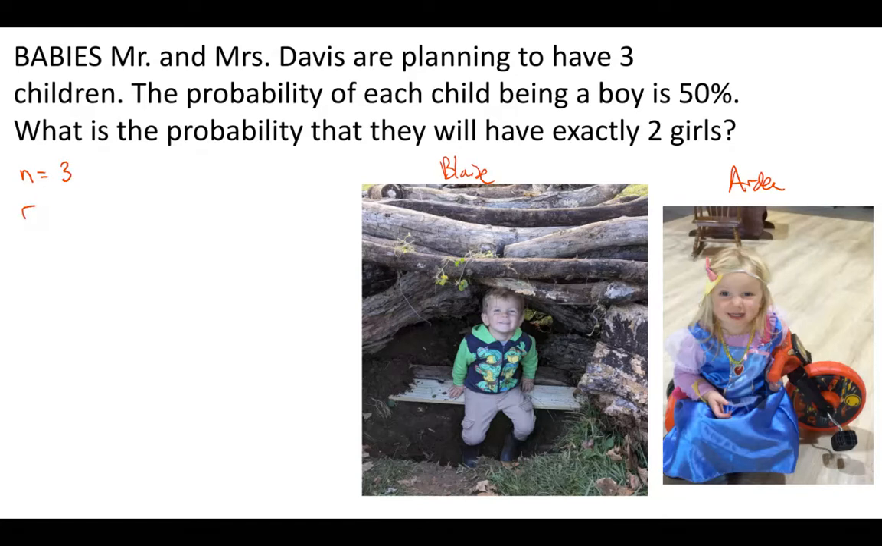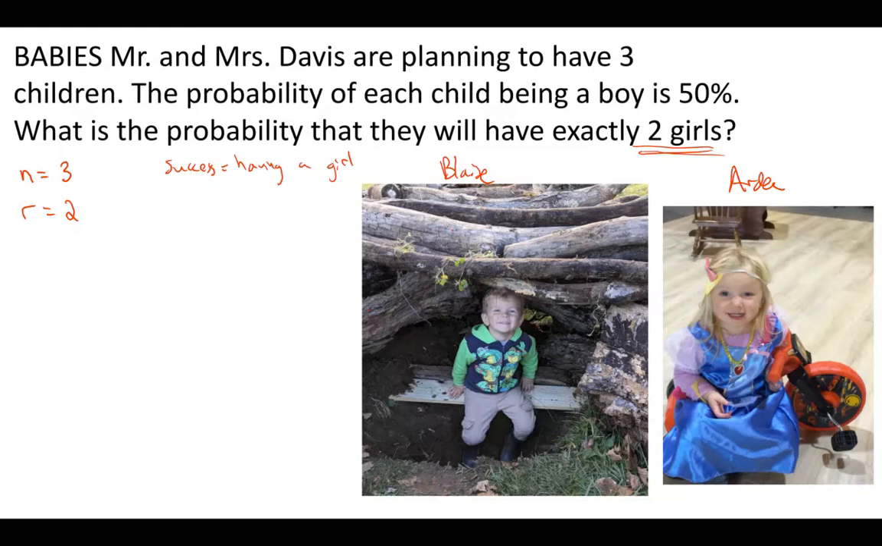Next thing we need is an R. R represents the number of successes. So in this case, what is considered a success? A success here is having a girl. That's how a success is defined in this particular problem. Having a girl is a success, right? Because we're trying to have 2 of them in this scenario, so R would be exactly 2.